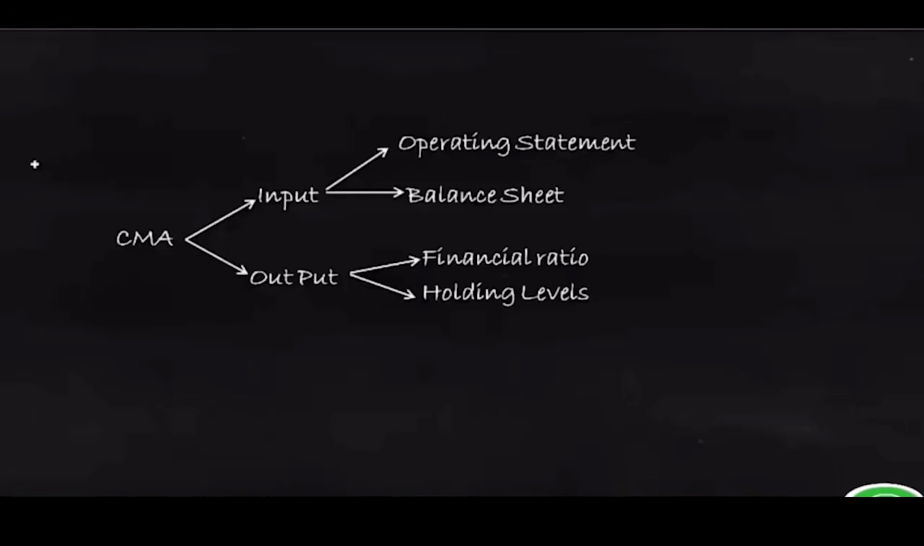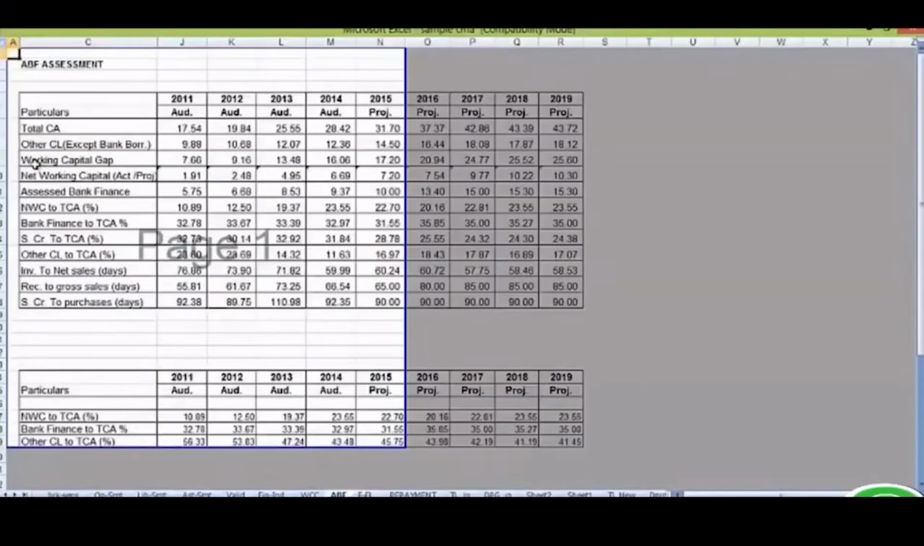Then the next output would be the ABF statement. ABF is nothing but assessed bank finance. This statement could tell the bank what could be the possible borrowing requirement for the customer for working capital. So this statement is called the ABF statement. This statement would take the information from the balance sheet, do various calculations, and tell the bank what could be the assessed bank finance. So what is the eligible working capital finance for this particular customer.